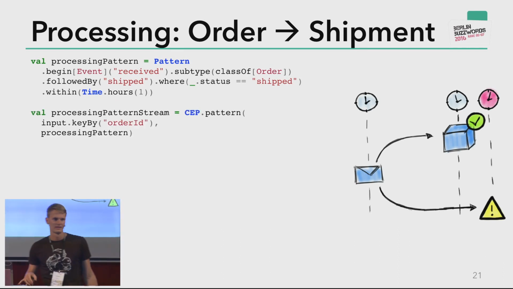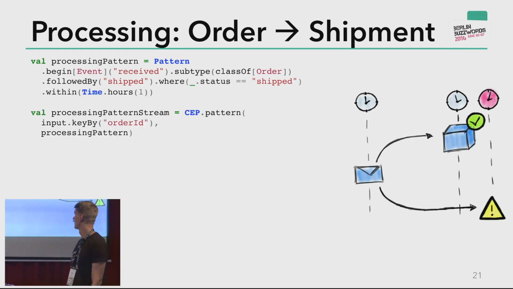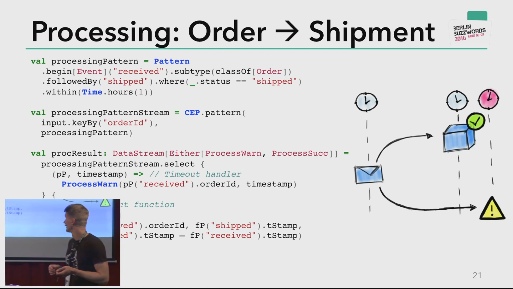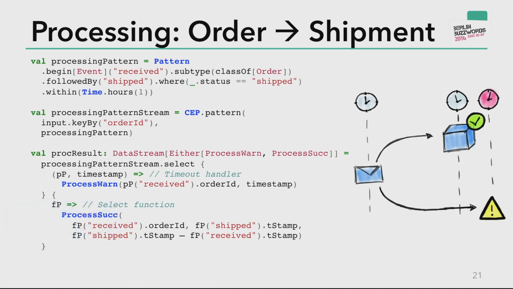After we've defined this pattern, we apply it on our input stream of events, which is keyed by the order ID, because we want to do this pattern matching for every order individually. And the result is this processing pattern stream on which we can apply a select clause, which basically generates the result of this complex event processing.